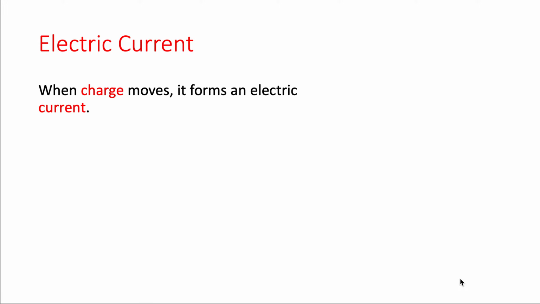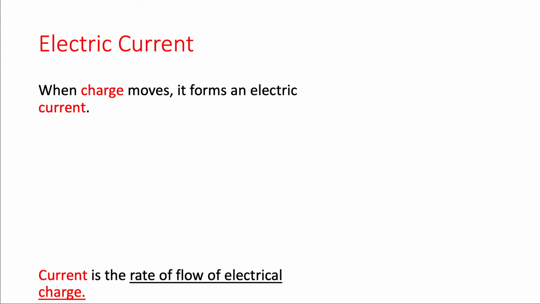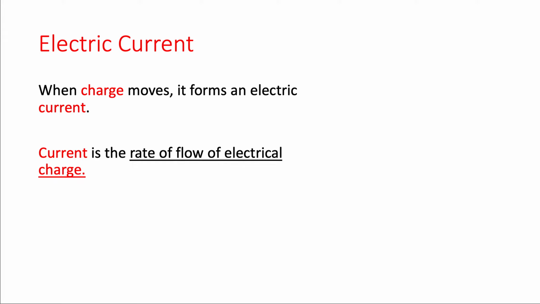Okay, let's get started with our definition of what electric current is. Current, in any definition, is really to do with flow. So when we have a river flowing, we can talk about the current moving. In electric current, we're talking about the current which is formed when a charge moves. Now, in terms of an official definition of the quantity current, we say that current is the rate of flow of electrical charge from one location to another.